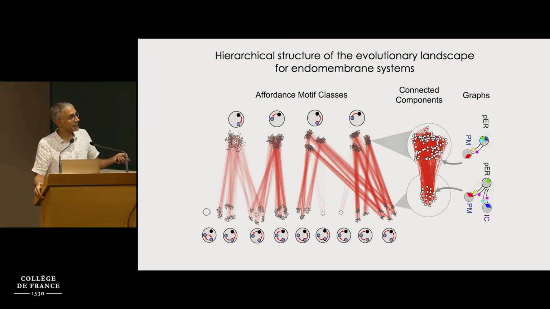Here I have explicit networks of flows between compartments and so on. Each of those graphs becomes a node in some big evolutionary landscape. Each dot is actually a whole vesicle trafficking network. And these red edges represent networks that become one to the other due to underlying mutational changes. And I can now group these networks into affordance classes. So these are all the networks that have this affordance motif. These are all the networks that have this affordance motif.